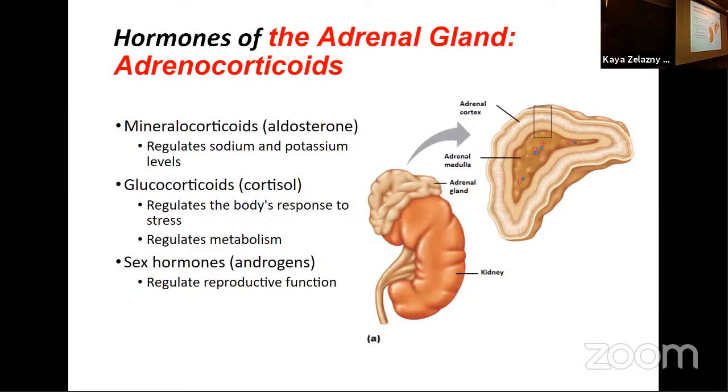So those are the more male sex hormones. In males, this is usually overridden by the amount coming from the gonads. But in females, this is the main place where your androgens are going to be coming from. So the sex hormones from the adrenal cortex partially regulate sexual function.